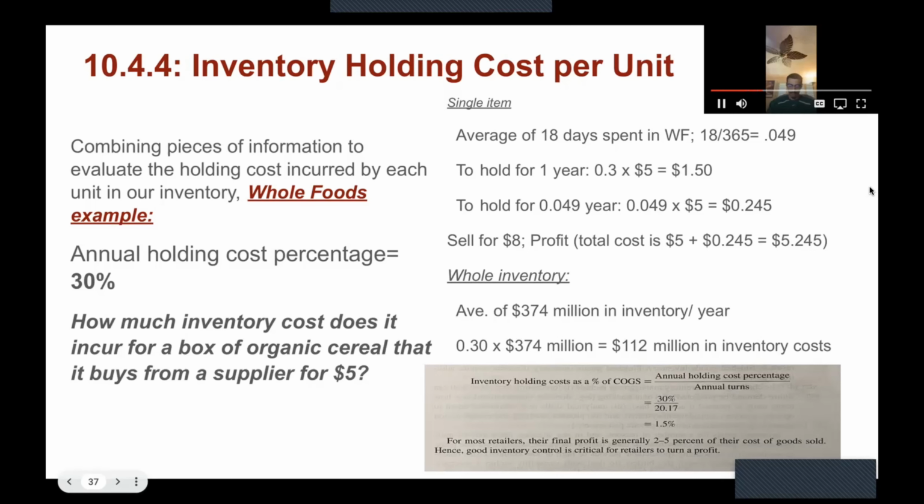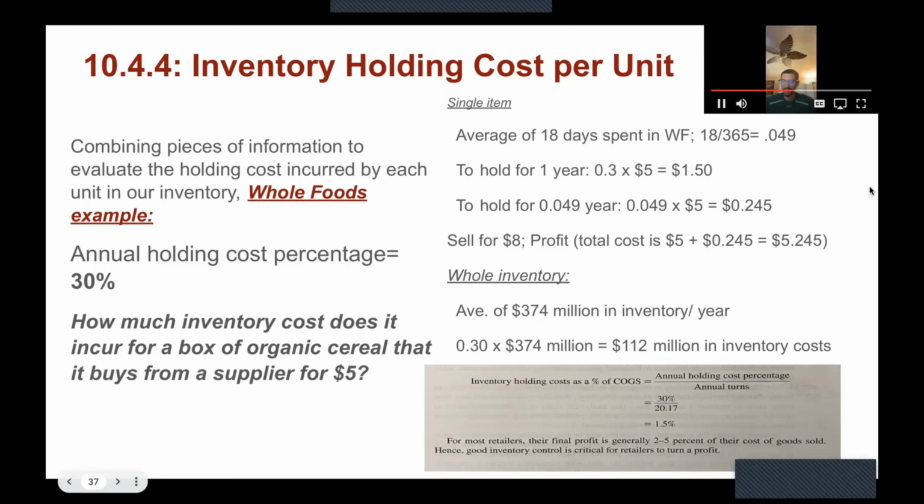To hold the $5 box for 1 year will cost Whole Foods about 0.3 times $5, equaling $1.50, but to hold it for the 0.049 years costs 0.049 times $5, equaling about 24.5 cents. As Whole Foods might sell the box for $8, it makes a profit on the sale. The total cost is $5 plus 24 cents, equaling about $5.24, but sales revenue is $8.